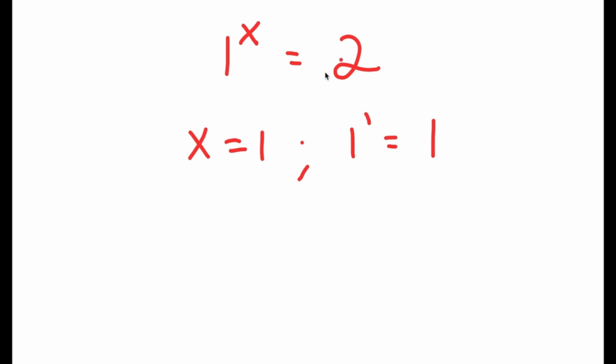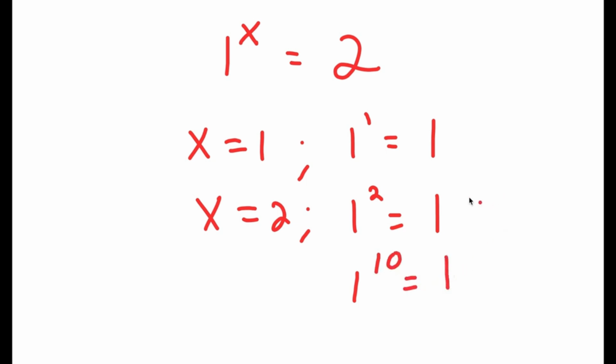Alright, so in this video, I'm going to solve the equation 1 to the power of x is equal to 2. So, before we even start solving this, if, let's say, x is equal to 1, then I have 1 to the power of 1, which is equal to 1. And if x is equal to 2, then I have 1 to the power of 2, which is also equal to 1. And you can go even 1 to the power of 10 is still equal to 1.